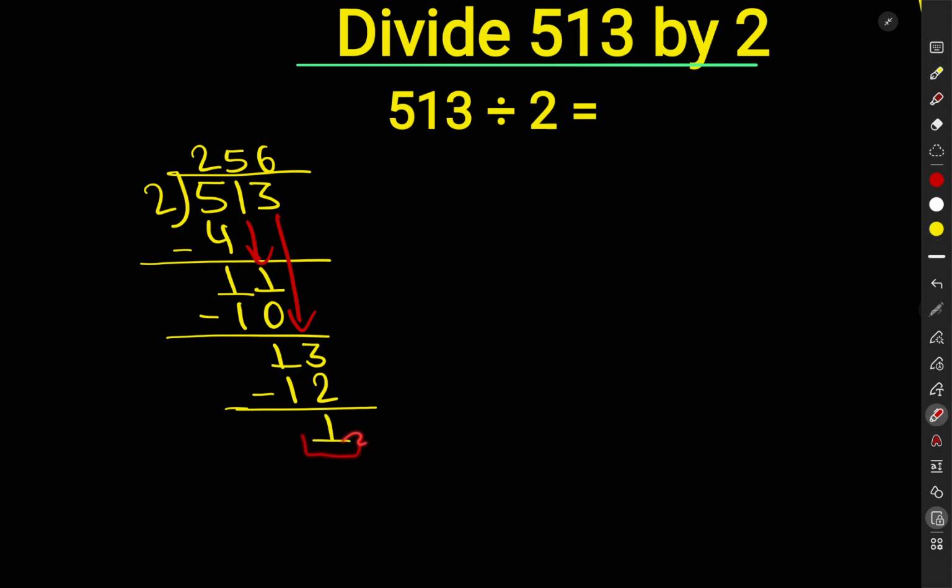So now this 1 is less than 2 and there is no other number to put down. So we take care of the decimal so that we put 0. So it is 10 and 2 times 5 is 10. On subtracting, it is 0. So 513 divided by 2 is 256 decimal 5.